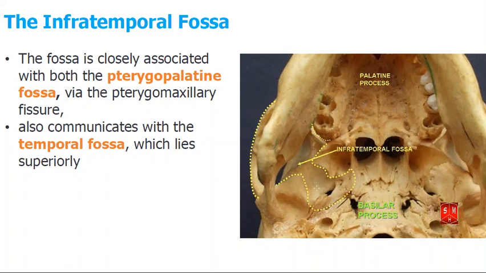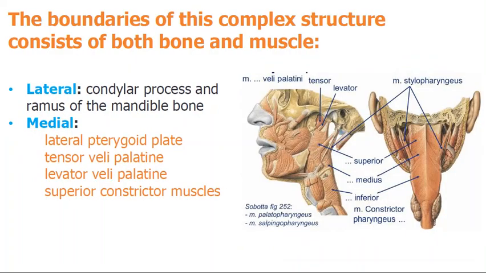And also the infratemporal fossa is evident here in this view. This is an inferior view of the skull, and you can see the area dotted in yellow color is the infratemporal fossa, and it communicates with the temporal fossa more superiorly through this way. Okay, so the infratemporal fossa has boundaries formed by bones and muscles.